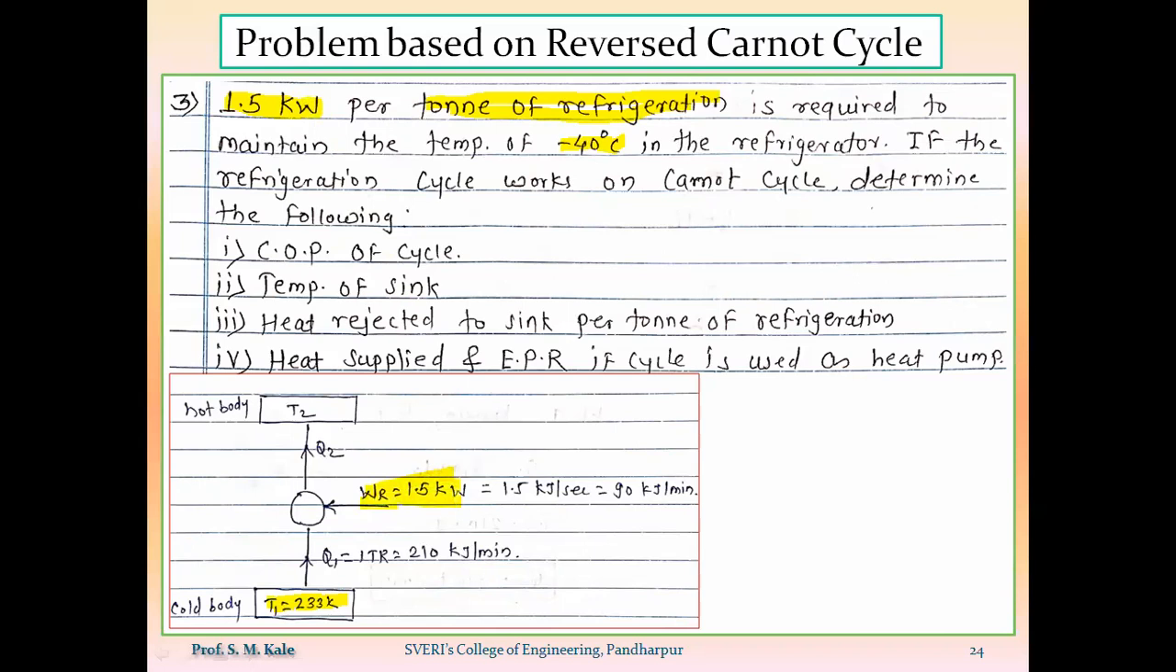1.5 kilowatt amount of work is required to supply to the system, which is equal to 1.5 kilojoule per second, which in terms of kilojoule per minute is nothing but 90 kilojoule per minute.